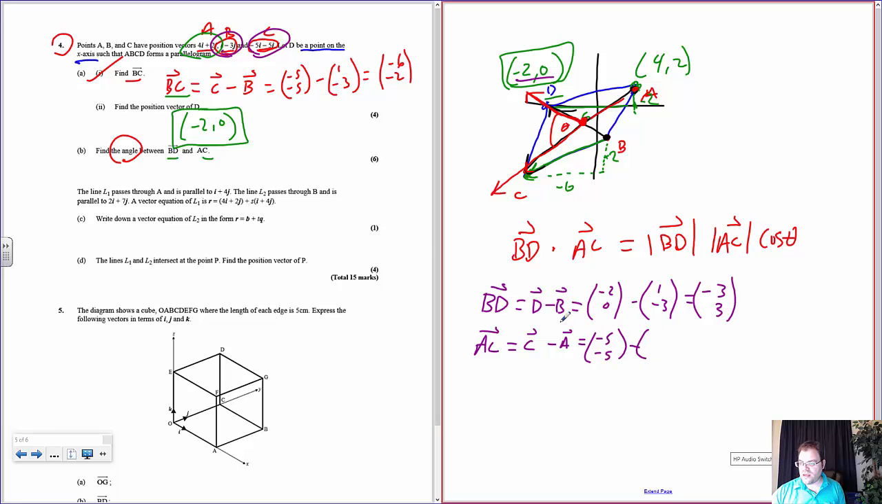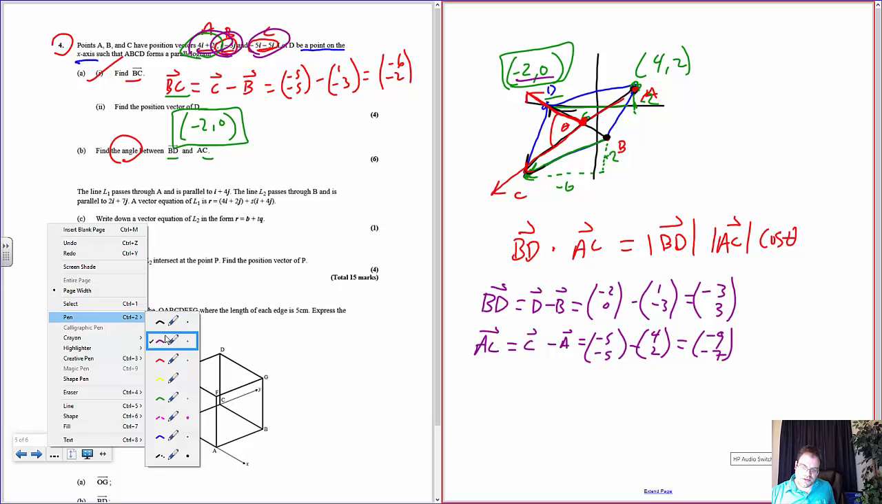And I'll subtract the vector A. And the vector A again is 4 and 2, to reiterate. Okay. So negative 5 minus 4 is negative 9. And negative 5 minus 2 is negative 7. So this is my vector AC. Now we must find the dot product between them.